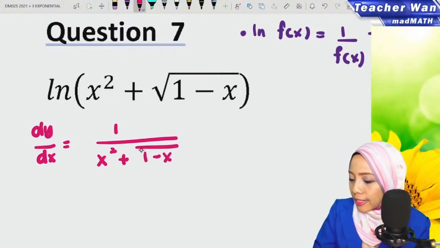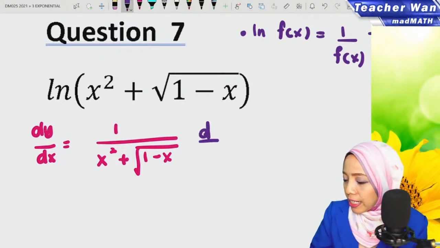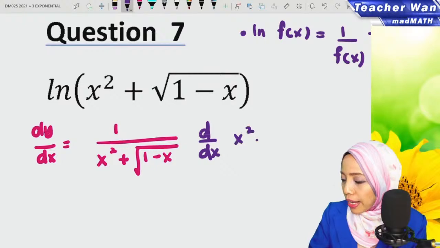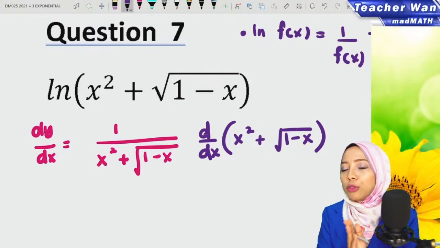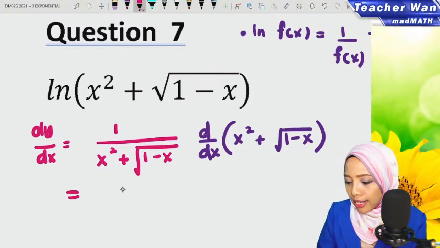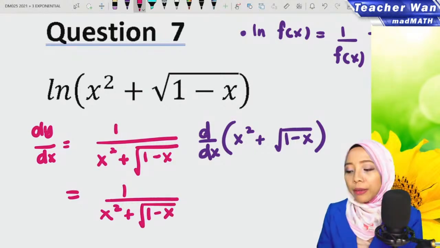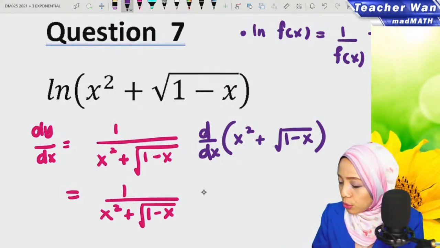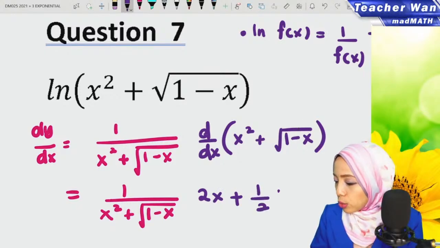1 minus x. So now the derivative of x square plus 1 minus x. Do not rush, do not rush. So what we're going to do next is copy from the previous step, but this time we are going to differentiate. So 2x plus, this is basically 1 over 2, right, guys? So 1 over 2, 1 minus x to the power of negative 1 over 2.